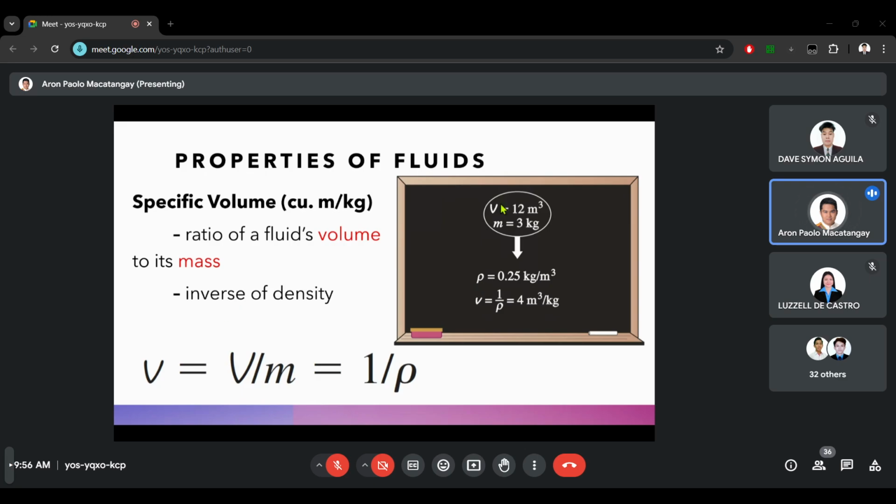Okay, so for example, here I have a volume of 12 cubic meters and a mass of 3 kilograms. Right, the density would be mass over volume. So that is 3 over 12, which is equivalent to 0.25 kilogram per cubic meter. The specific volume would be the inverse, or volume over mass. So that will be 12 over 3, or equal to 4 cubic meters per kilogram.